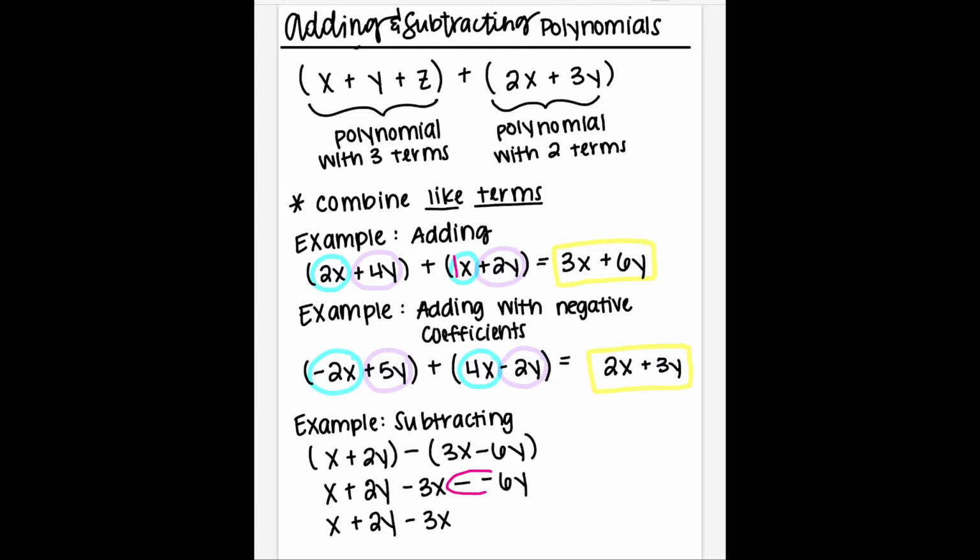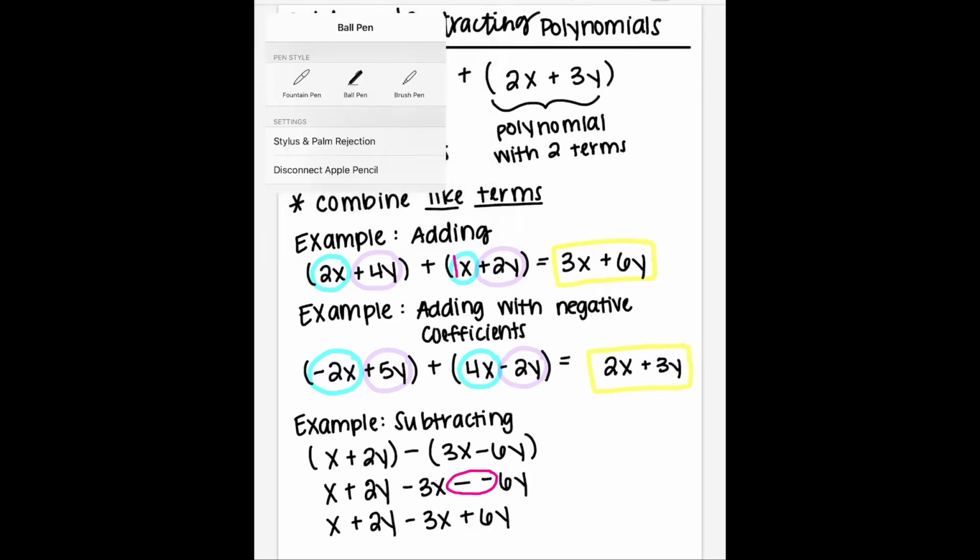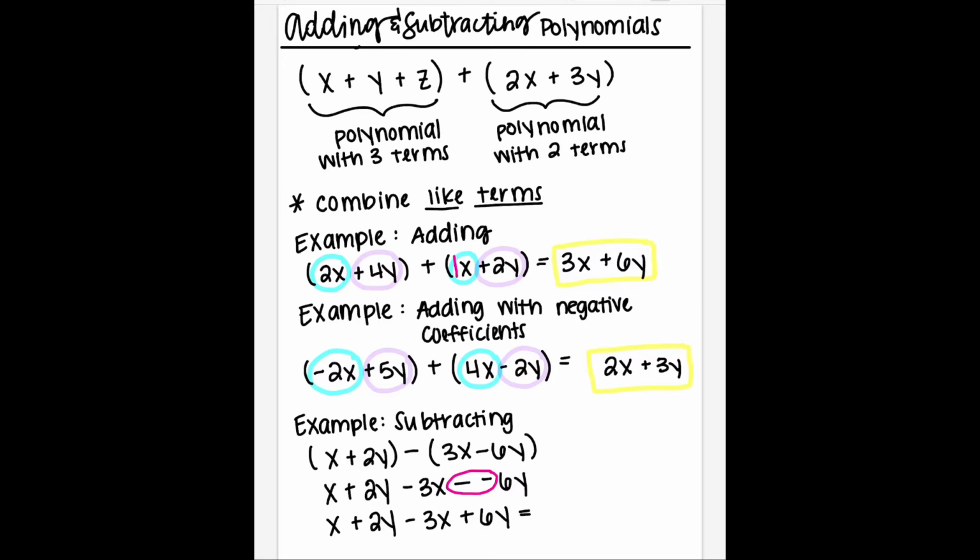Then when we have minus a negative number, the operation is addition between those two values. So we can write that as x plus 2y minus 3x plus 6y. To simplify this, we would still be looking for like terms. I'm looking for my terms that have the variable x. So we have an x and a negative 3x.